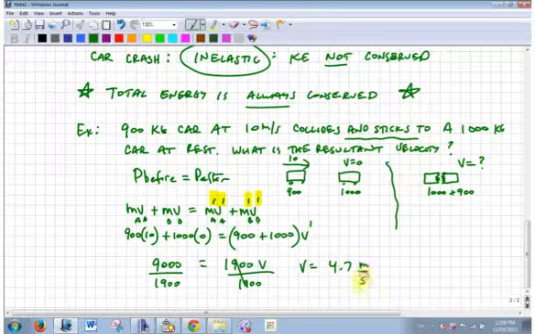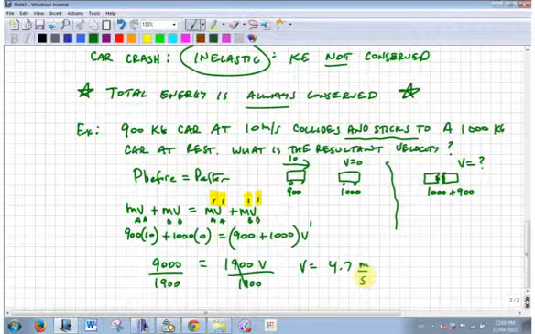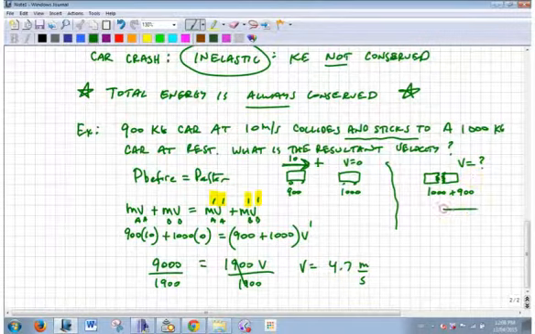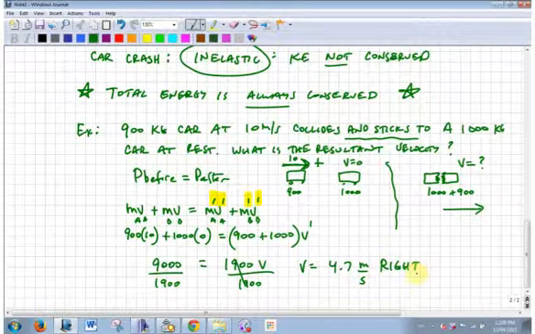4.7 meters per second. But is that a speed or a velocity? That is a velocity. I should have direction here. I took right as a positive. This came out as positive. Therefore, these two masses are all going the same direction, right? So, there. Now I have direction.